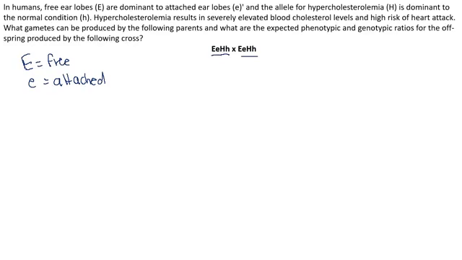And then we have hypercholesterolemia, that's dominant. Okay, and then we have two individuals which are heterozygous for both of the characters.